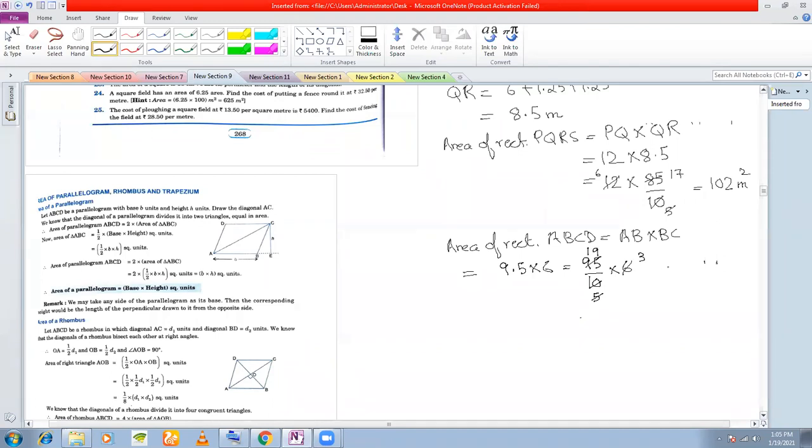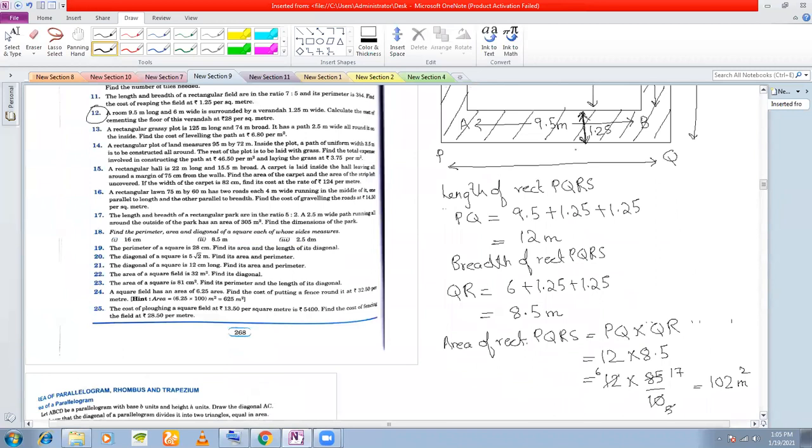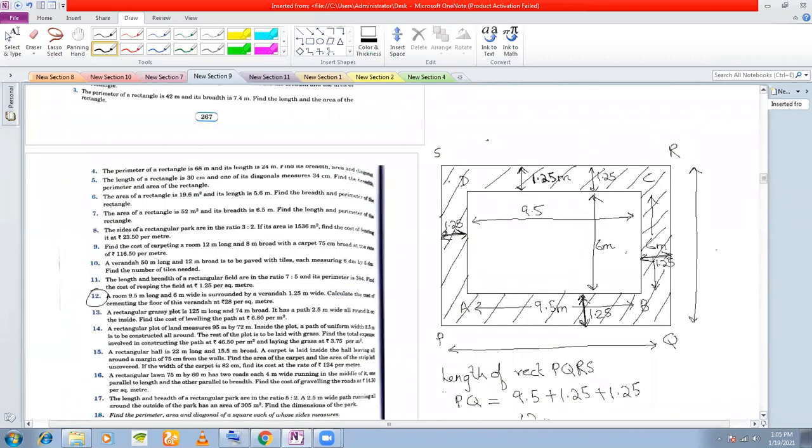57 meter square. So you have found out the area of the bigger rectangle and the smaller rectangle. Therefore, what is the area of this shaded region? Area of the bigger rectangle minus area of the smaller rectangle.